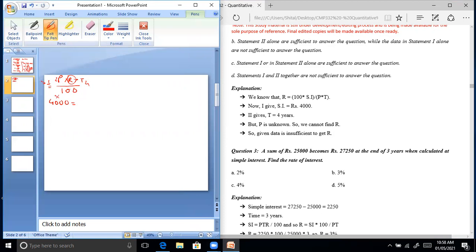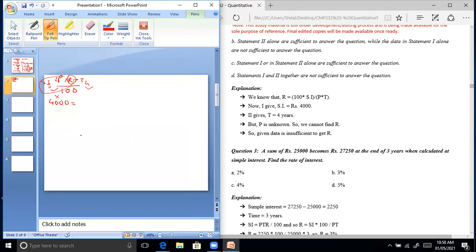You want minimum 3 quantities here. Here only 2 quantities are given. SI is given and T is given, but P is not given. So how can we find R, the rate of interest? Both are not sufficient to get the R value.